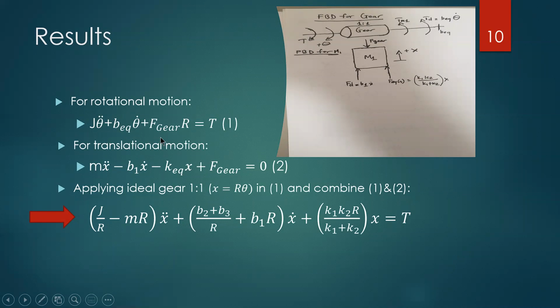So rearranging the equation, I got this equation right here, and I call it number 1. And rearranging the equation for the translational motion, I got this one, I call it number 2. So applying the ideal gear 1-to-1 with x equal r theta, and then combining 1 and 2, I was able to get this equation right here.